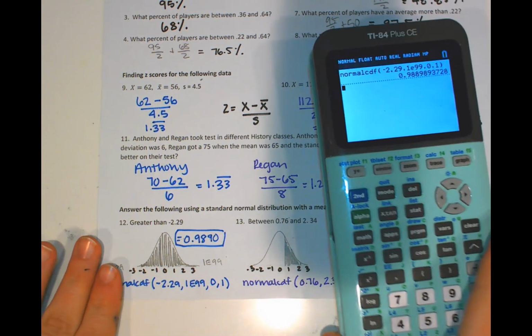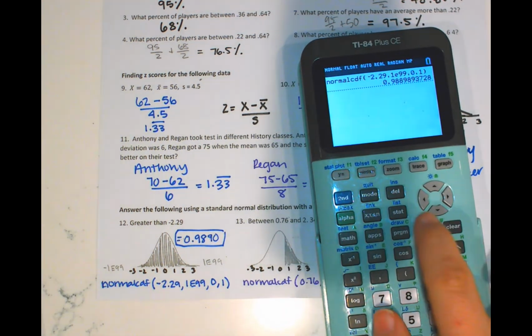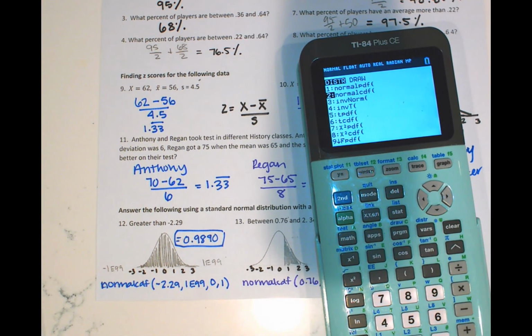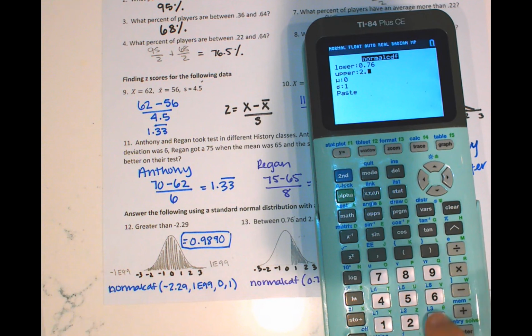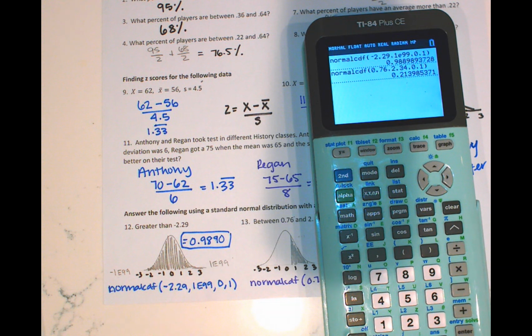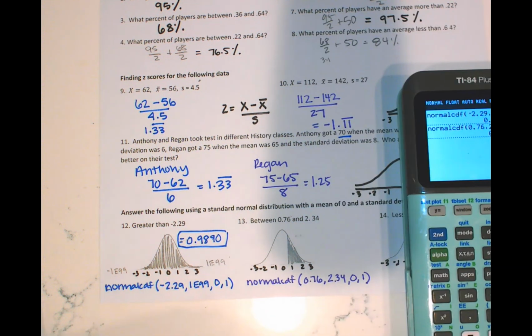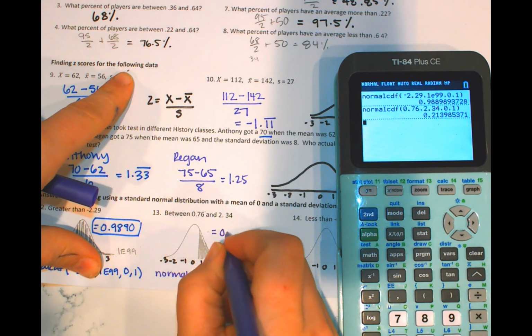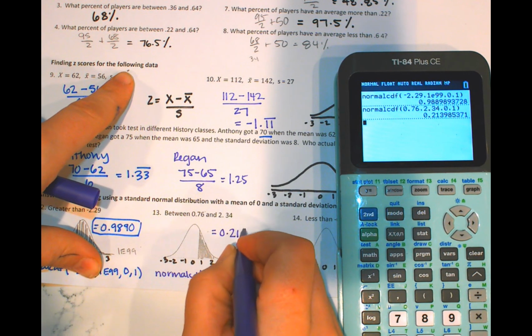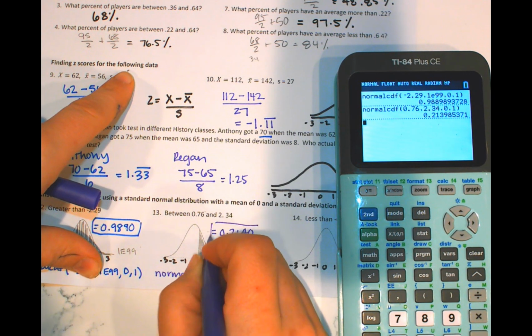So going back to our calculator, we hit second, vars, normal CDF. Our lower bound is 0.76. Our upper bound was 2.34. Mean is 0. Standard deviation is 1. So then when I hit calculate, the area of that shaded region is 0.2140 when I round that.